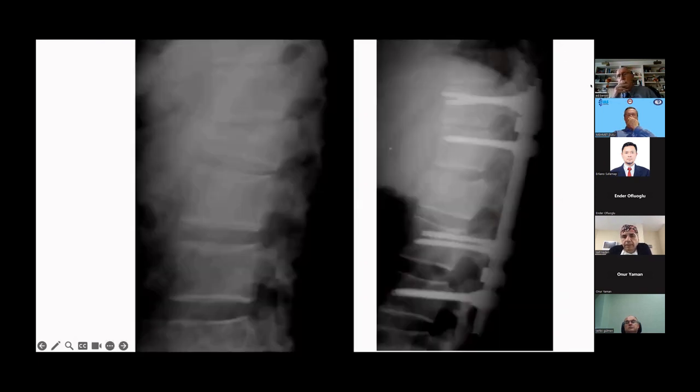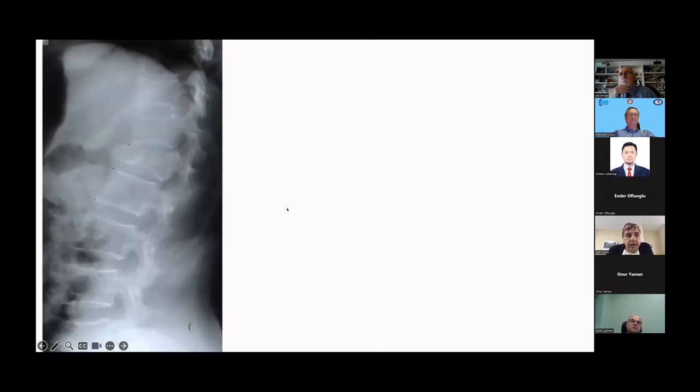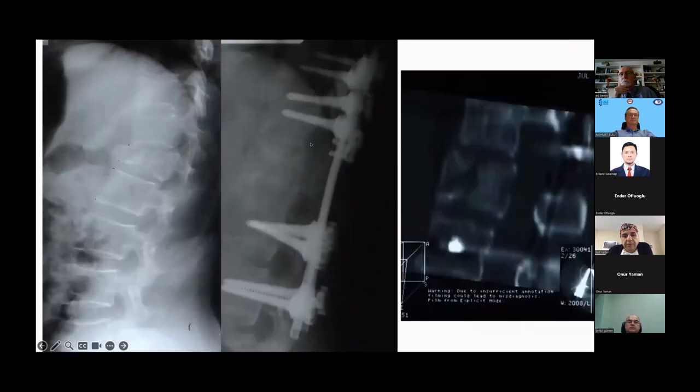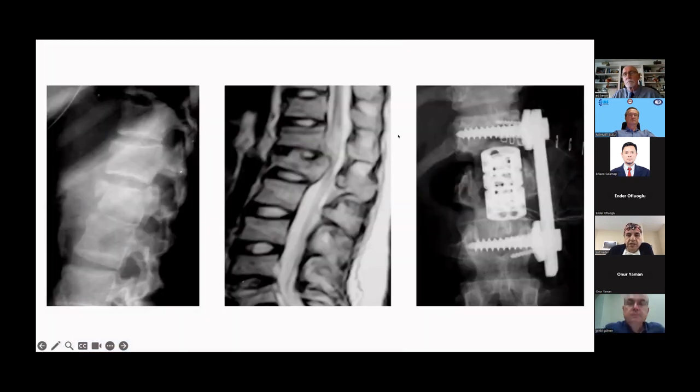In order to prevent such complications, it's better to use longer instrumentations, particularly in the thoracolumbar area. In some cases, if the ligamentum flavum is intact, you can use ligamentotaxis in order to increase the height of the vertebral body, and also using long instrumentation in the thoracolumbar junction, you can prevent complications. Another option, as I mentioned, is the use of the anterior strut.